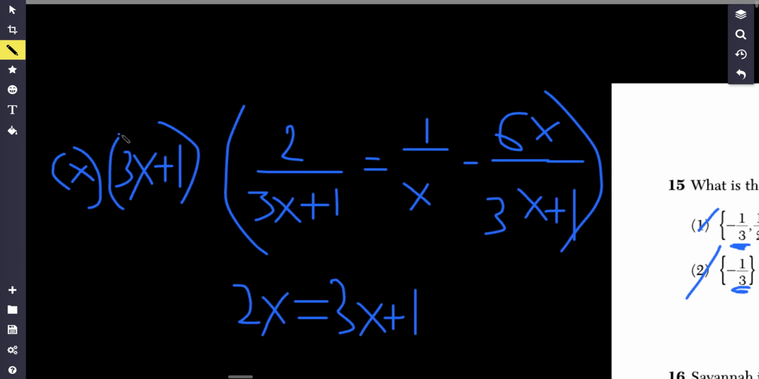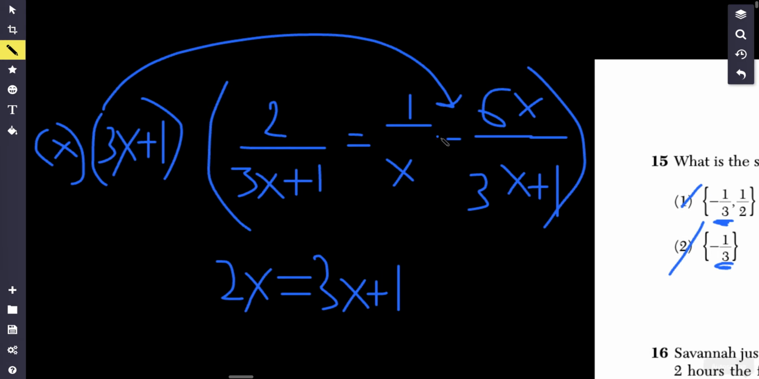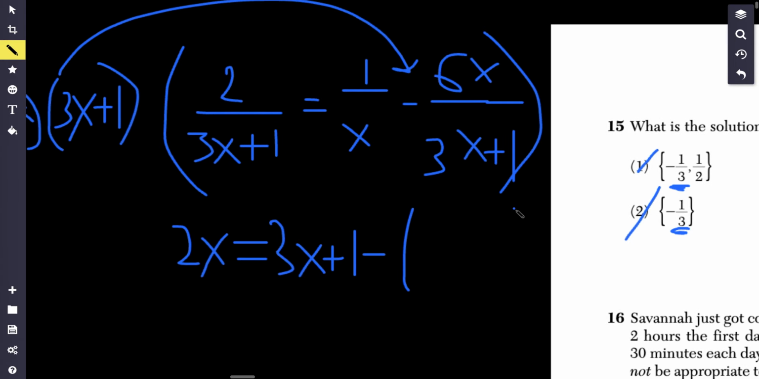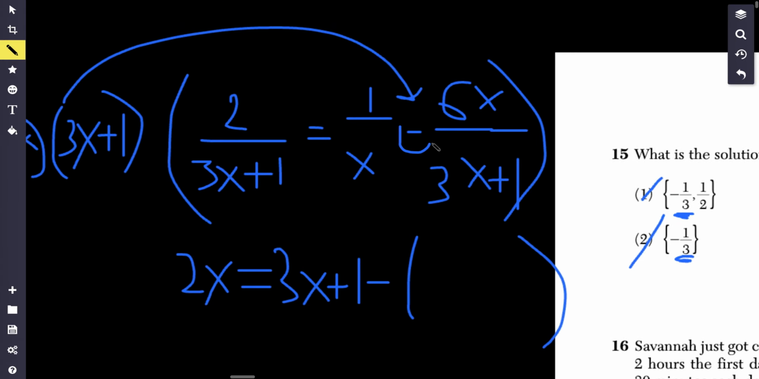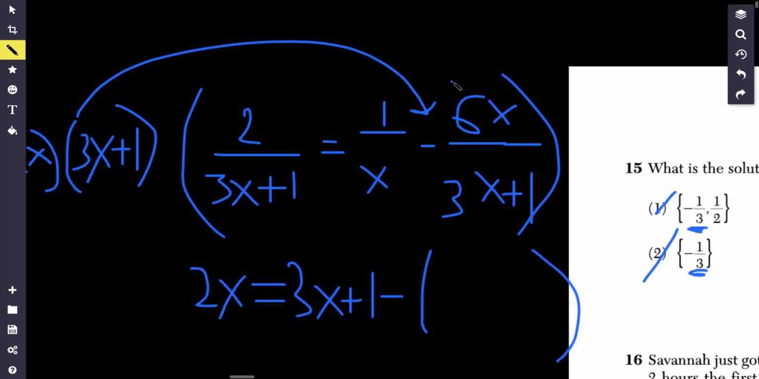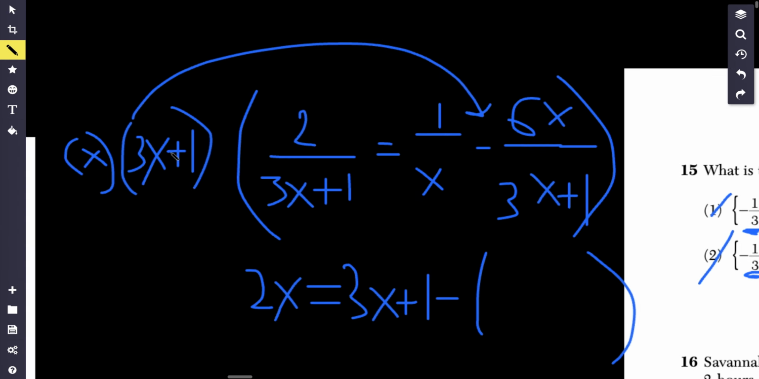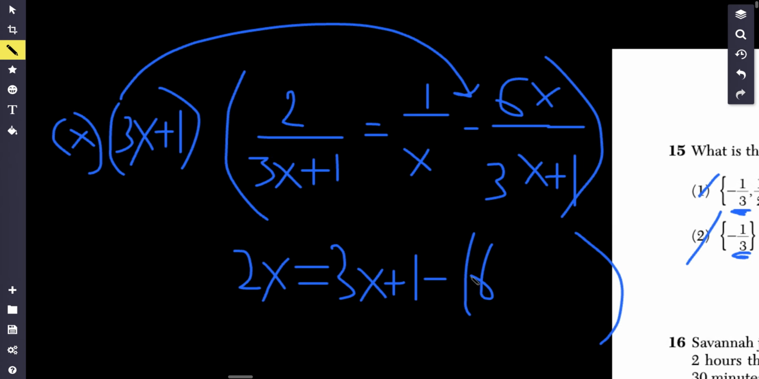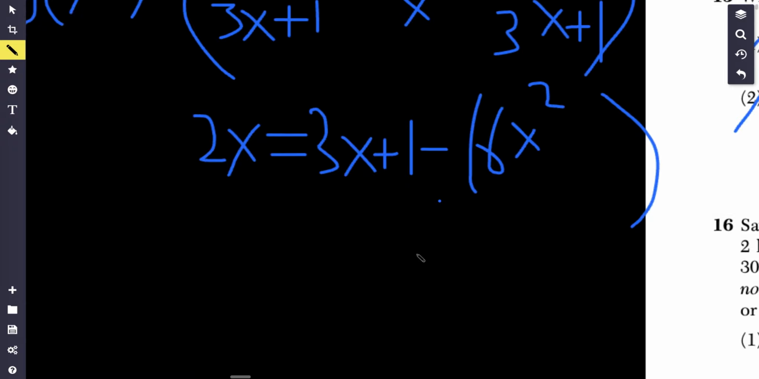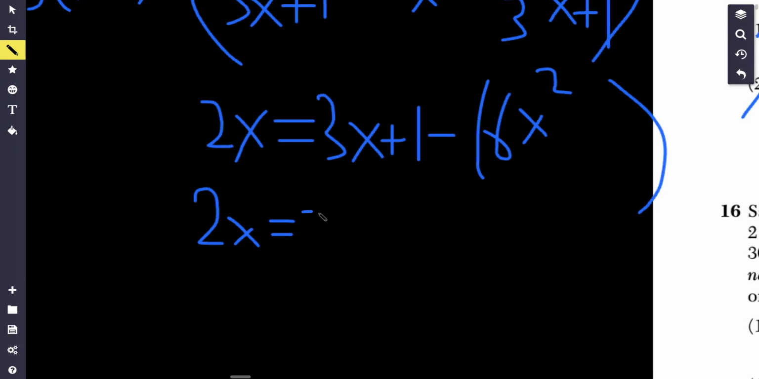Finally, we distribute to our last term. This is going to be minus, and in parentheses, because don't forget, this minus sign right over here, it's minus this whole entire thing. So make sure to put the parentheses over the whole thing with the minus sign. So 3x plus 1 cancels out with this, and x times 6x is going to be 6x squared. So we have the resulting equation, 2x equals 3x plus 1 minus 6x squared.